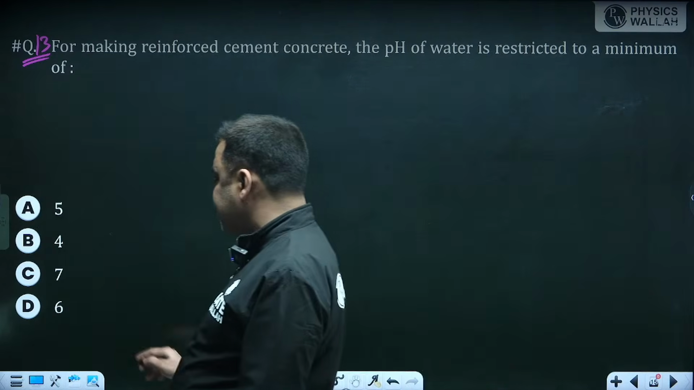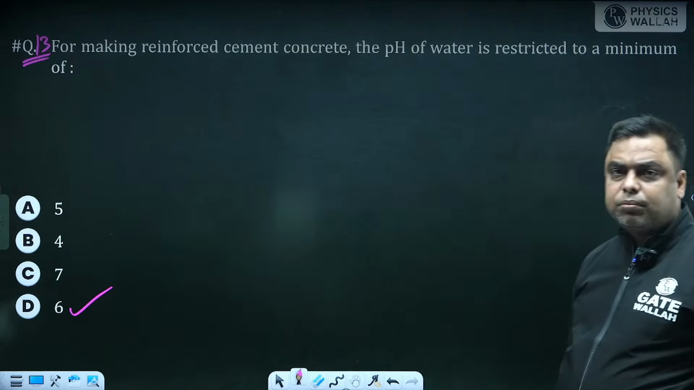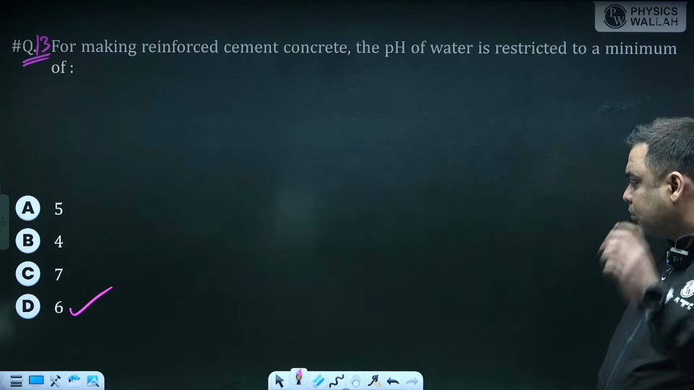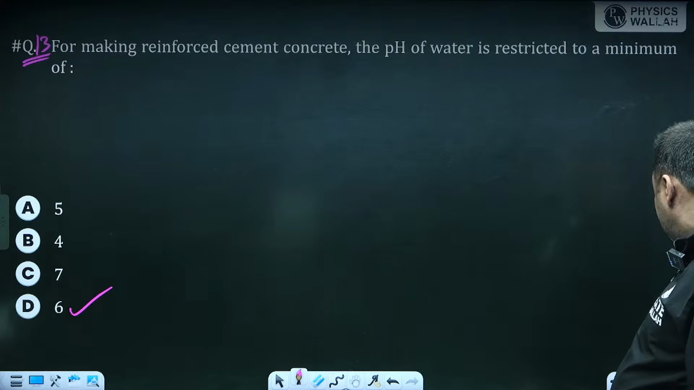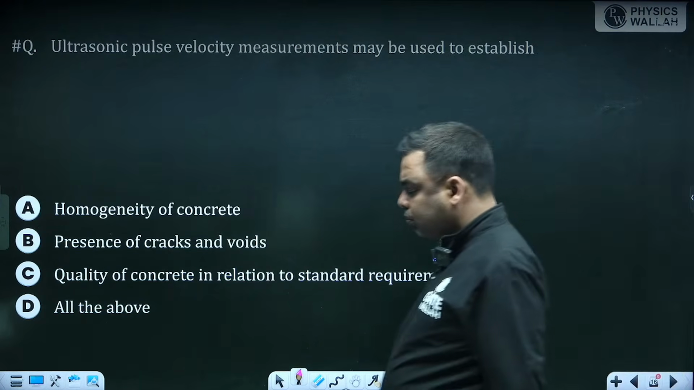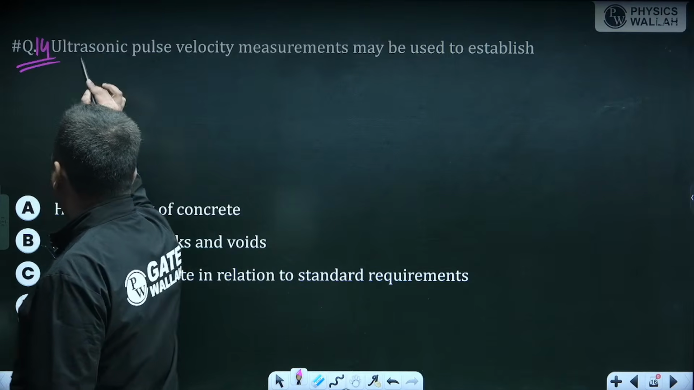pH of water should be how much? Answer is 6. 6, right? Next question. 14th.